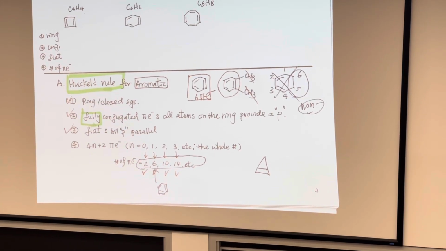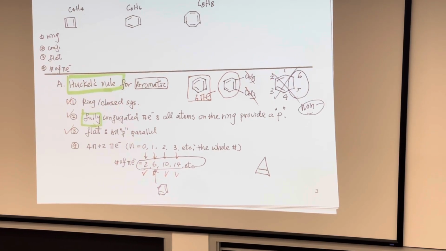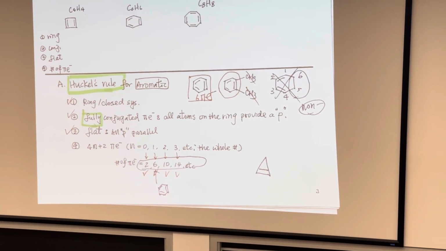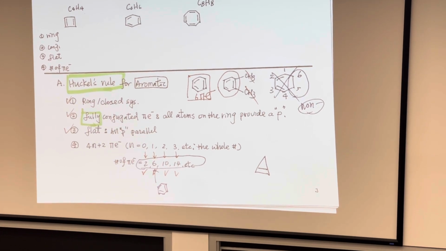Is this a ring? Is it fully conjugated? No, right? We only have one double bond. There's no third party joining, correct? sp2, sp2, and sp3. They have a p orbital.